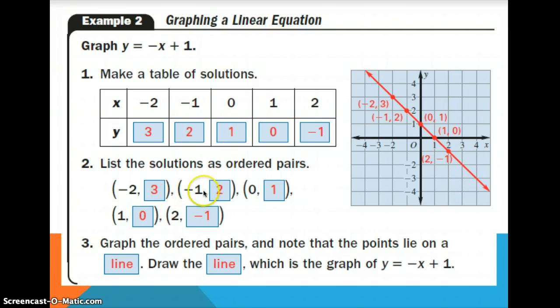And here are the ordered pairs, which we talked about in 8.1. Graph the ordered pairs and note that the points lie on a line. That's the whole point of this. It's a linear equation. It's going to form a line. Draw the line through the points. I would take a ruler, my calculator's edge, a straight line of some sort so I can make a nice line all the way through the points.